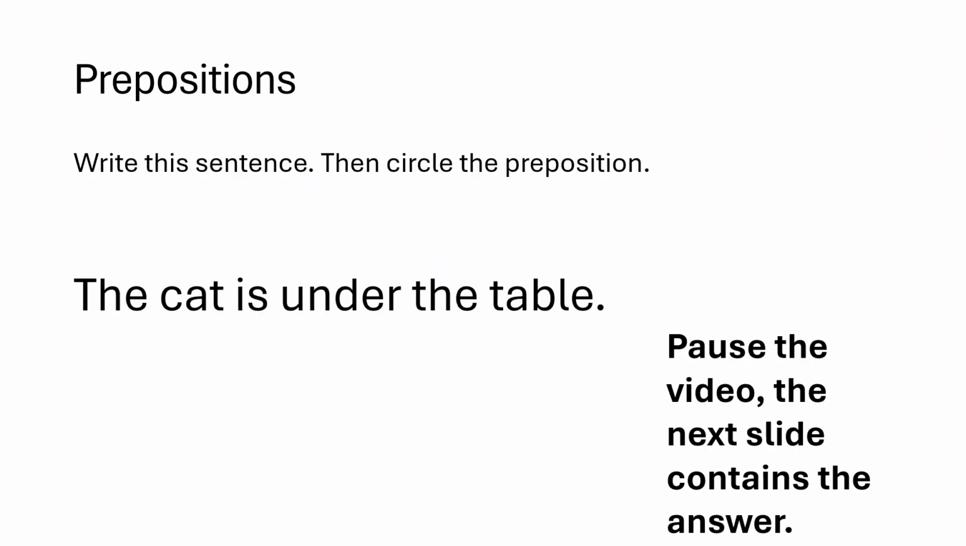Write this sentence, then circle the preposition. The cat is under the table. Pause the video. The next slide contains the answer.